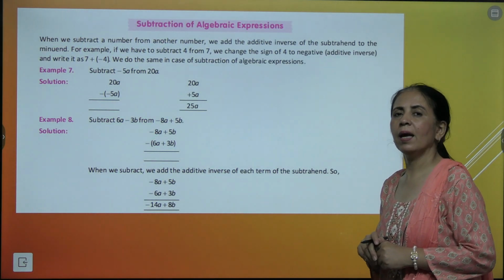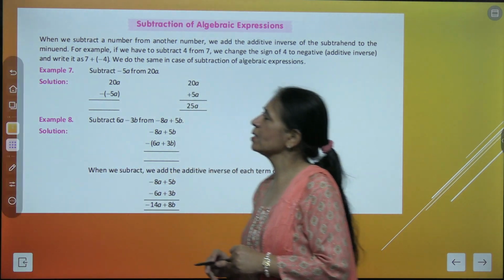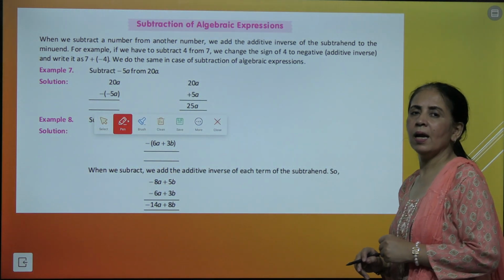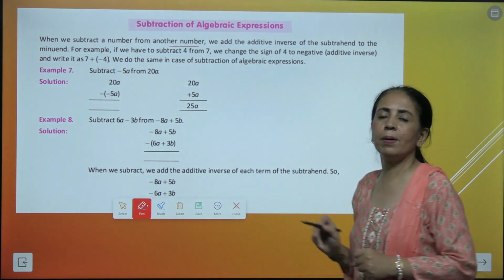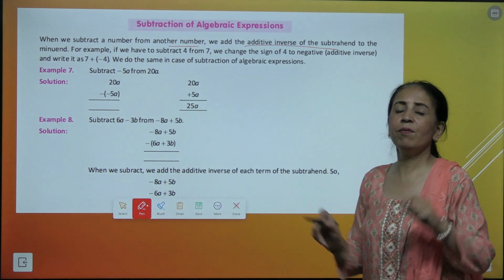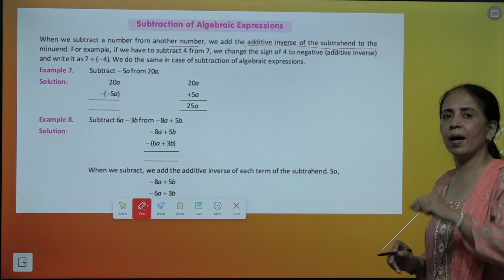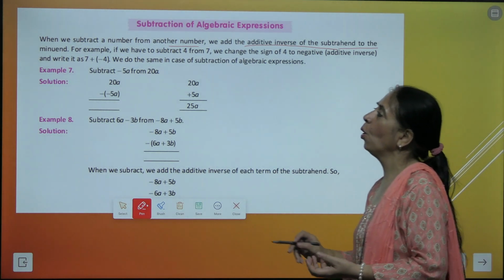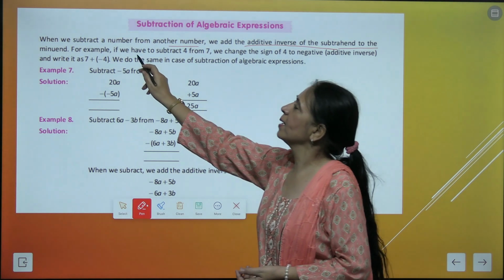अब हम आते हैं subtraction of algebraic expression. So this is another mathematical operator, and when we subtract one number from another number, rule कहता है we add the additive inverse of the number to be subtracted. That is subtrahend का additive inverse लिखेंगे और वो minuend में add कर देंगे. Correct? So we take the example.